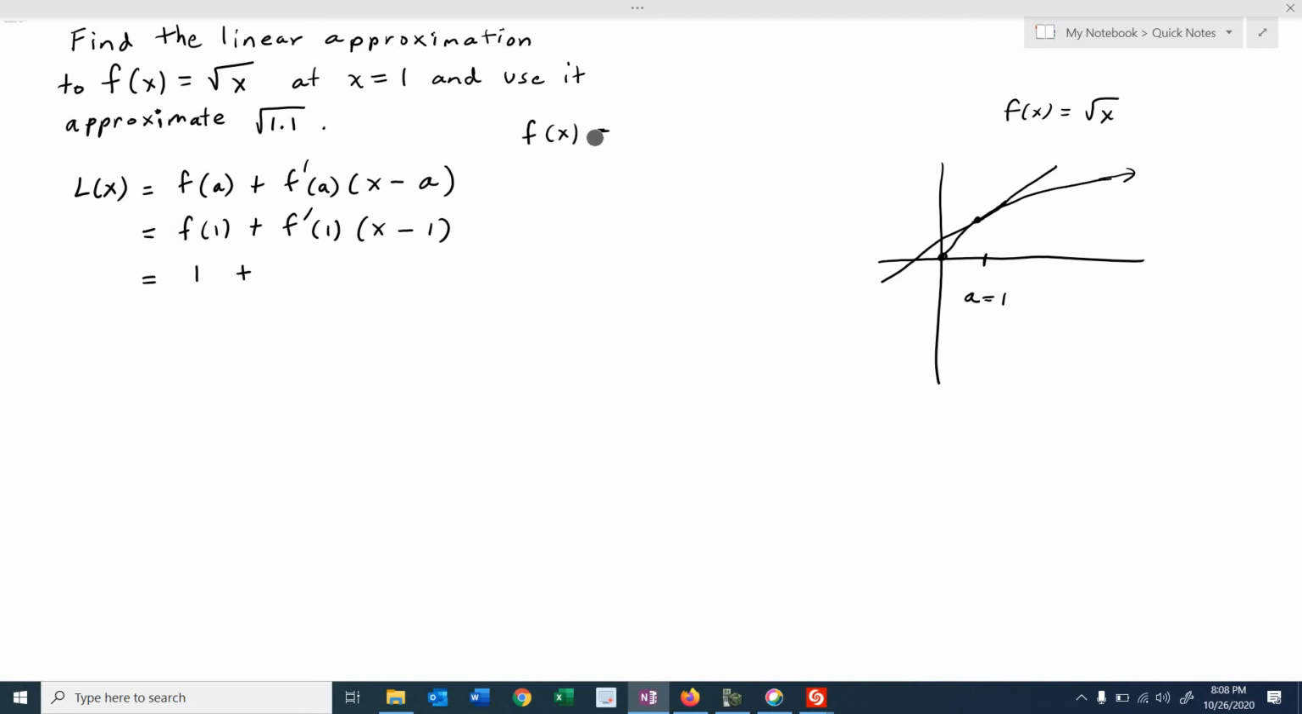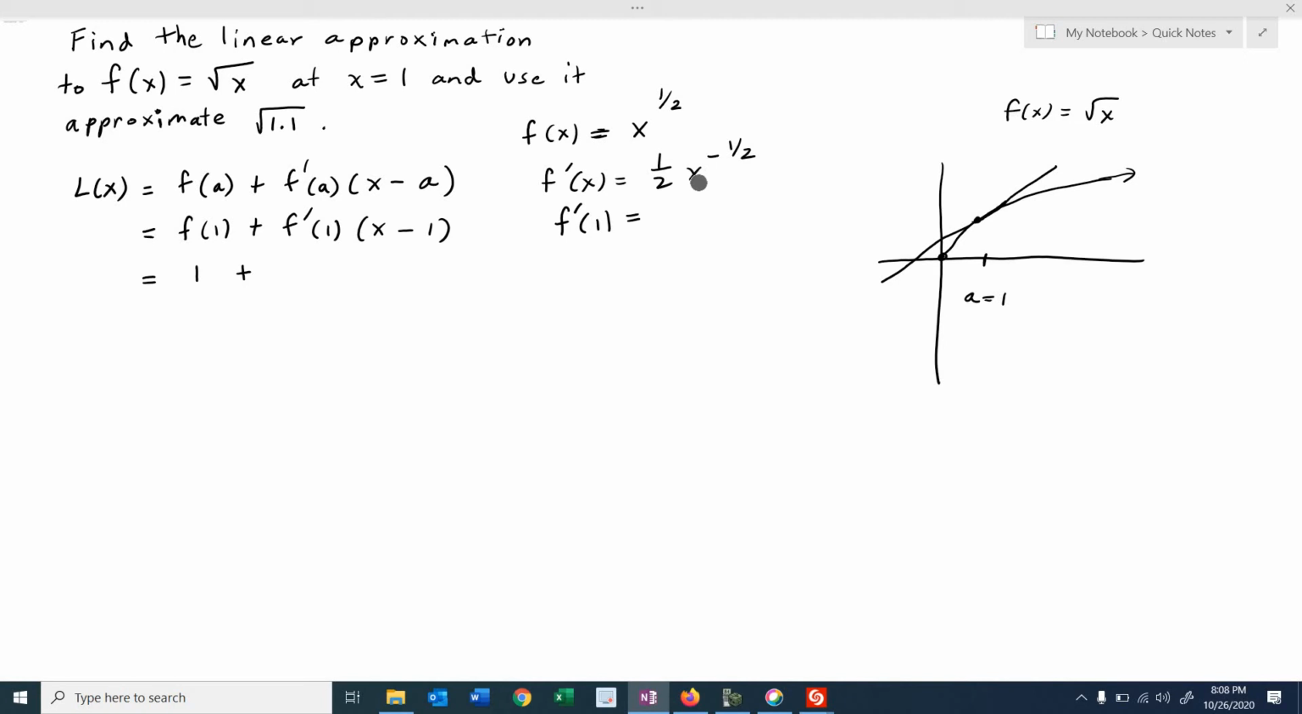So f of x is the square root of x, and I'm going to write that as x to the 1/2 power. Remember, that's the same as square root of x. Then we're going to find the derivative of that. Using the power rule, you can pull the 1/2 down, and then subtract 1 from the power. So it's going to be x to the negative 1/2. Then we're going to evaluate this at 1. So we need f prime of 1.